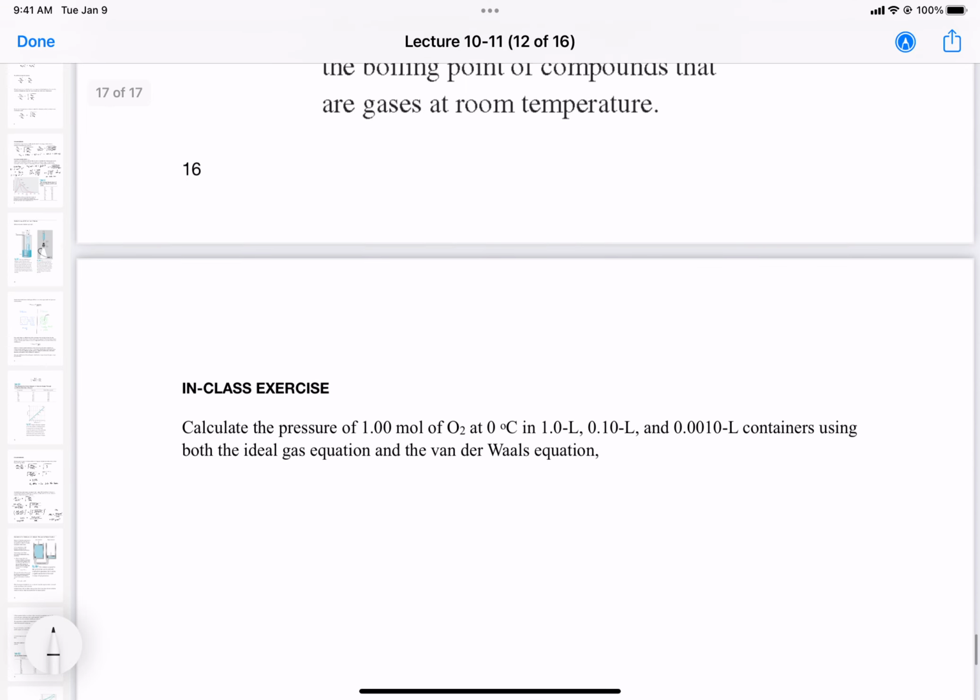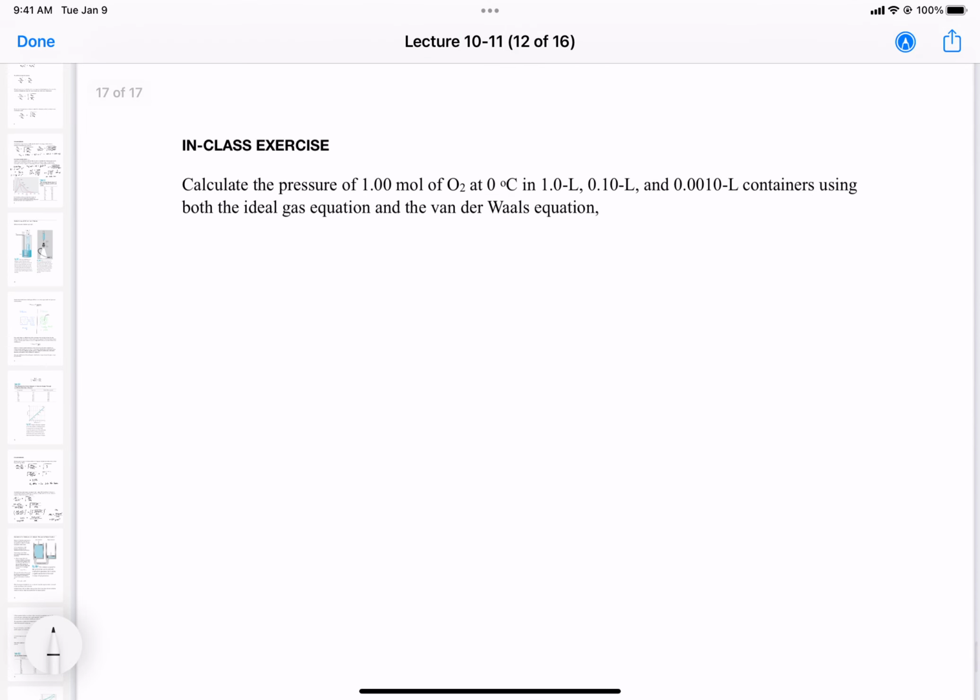Okay. So first, let's do it at 1 liter. So we have a 1.0 liter container. Okay, so here's the 1.0 liter container. All right. So we know PV equals nRT. So let's calculate using the ideal gas law first.